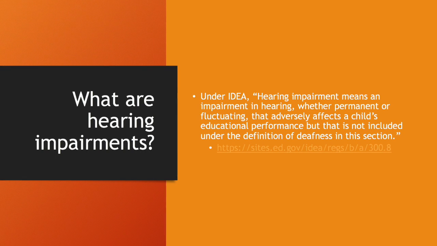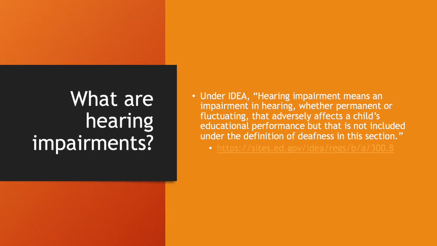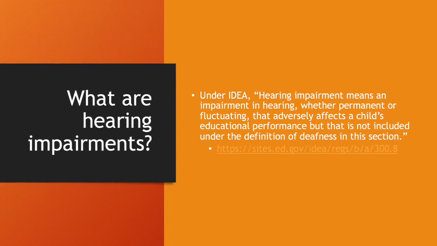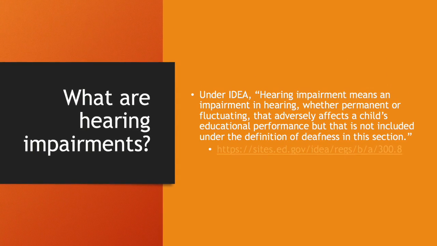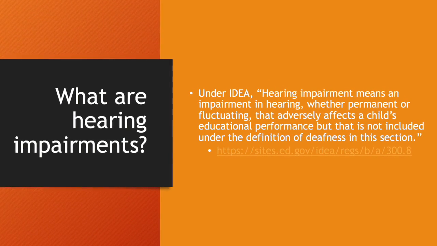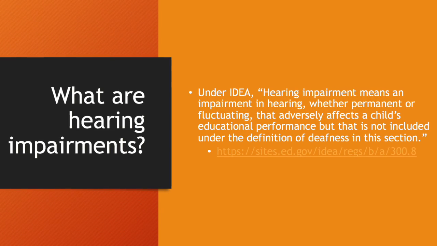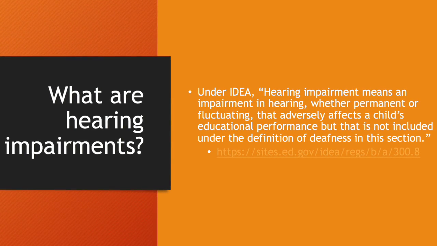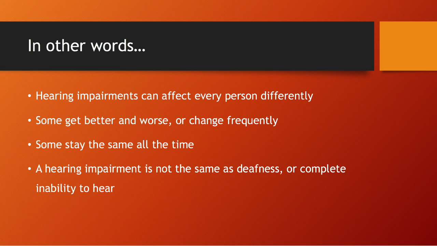What are hearing impairments? Under IDEA, hearing impairment means an impairment in hearing, whether permanent or fluctuating, that adversely affects a child's educational performance, but that is not included under the definition of deafness in this section. In other words, hearing impairments can affect every person differently. Some get better and worse or change frequently, some stay the same all the time, and a hearing impairment is not the same as deafness or a complete inability to hear.